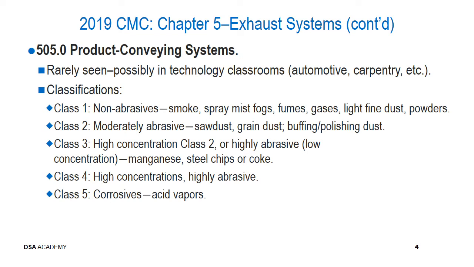Class 3 includes any high concentration of Class 2 product conveying systems, or a highly abrasive product being conveyed that is in low concentrations, such as manganese, steel chips, coke, etc. Class 4 is for high concentrations of highly abrasive materials being conveyed, and Class 5 is set aside for corrosives, such as acid vapors.